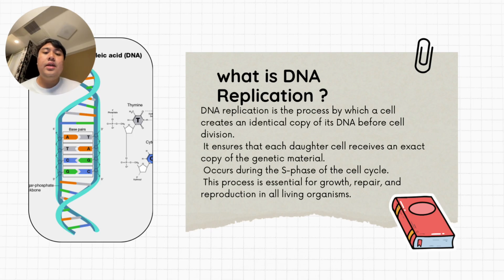Okay, first, what is DNA replication? DNA replication is the process by which a cell creates an identical copy of its DNA before cell division. It ensures that each daughter cell receives an exact copy of the genetic material. It occurs during the S phase of the cell cycle. This process is essential for growth, repair, and reproduction in all living organisms.